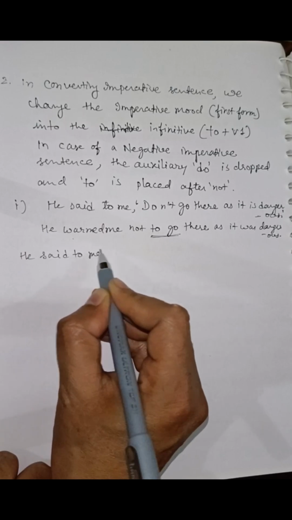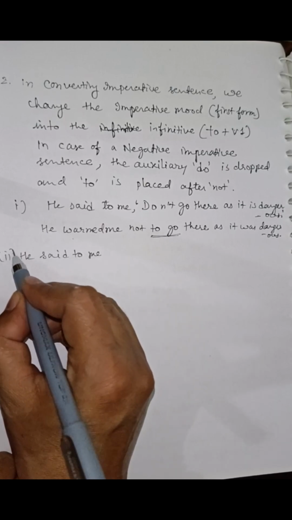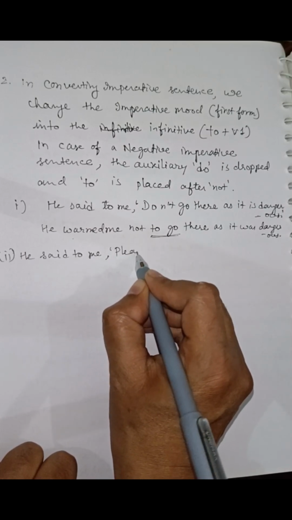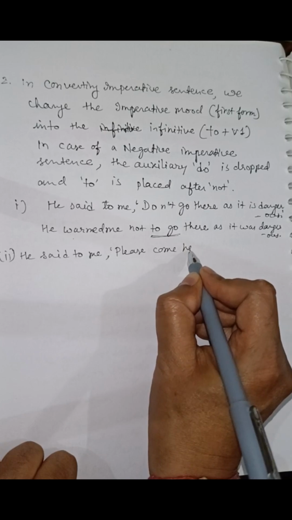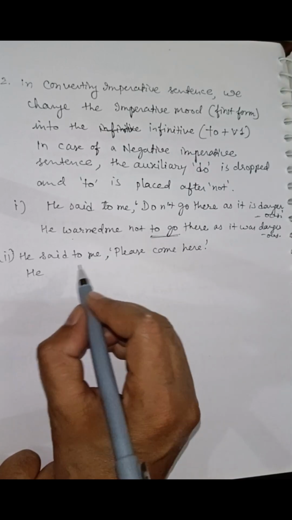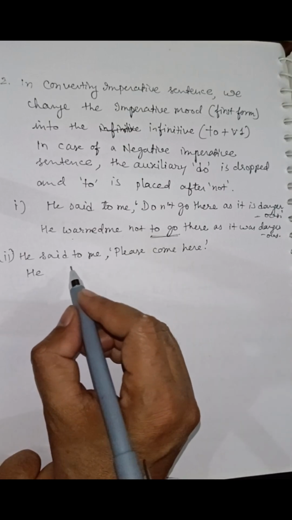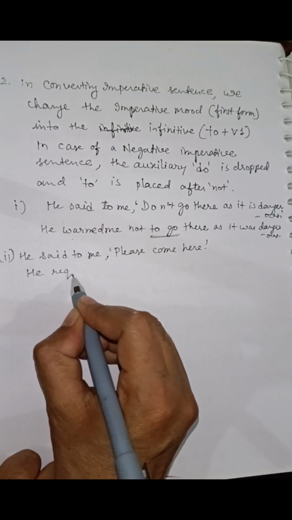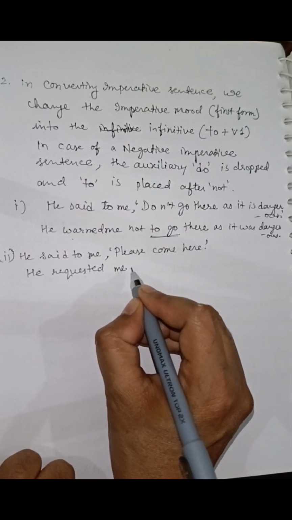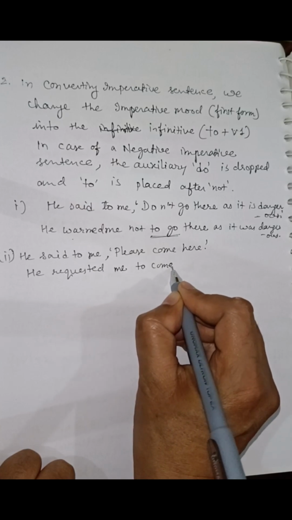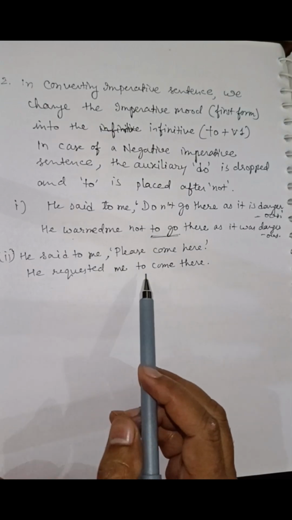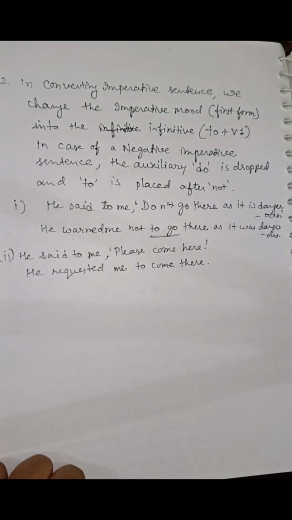He said to me, another example I can show. He said to me, please come here. So we can clearly understand that it's a case of request. So said to will be replaced by requested. He requested me to come. Here will be changed into there. Okay. He requested me to come there.